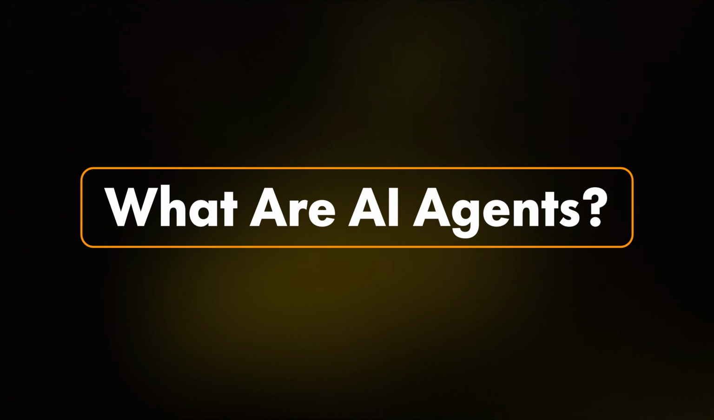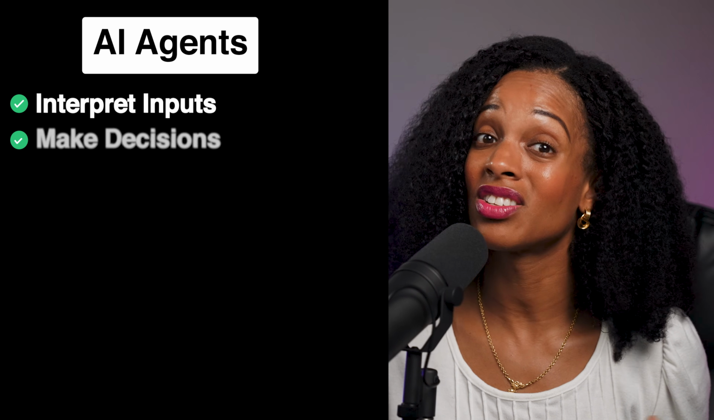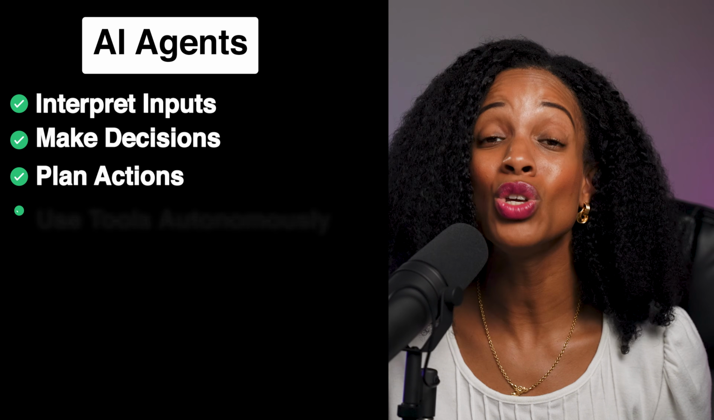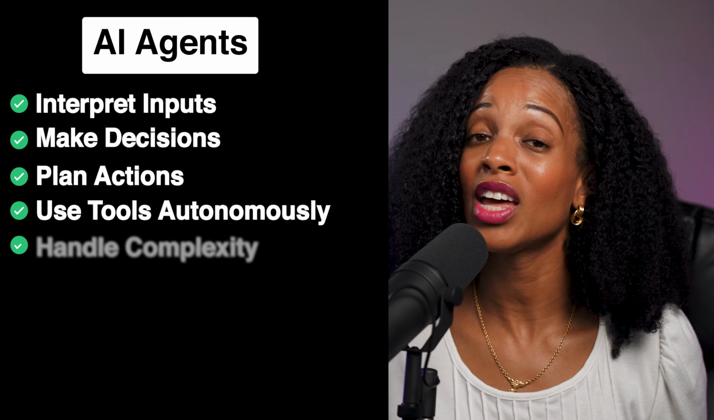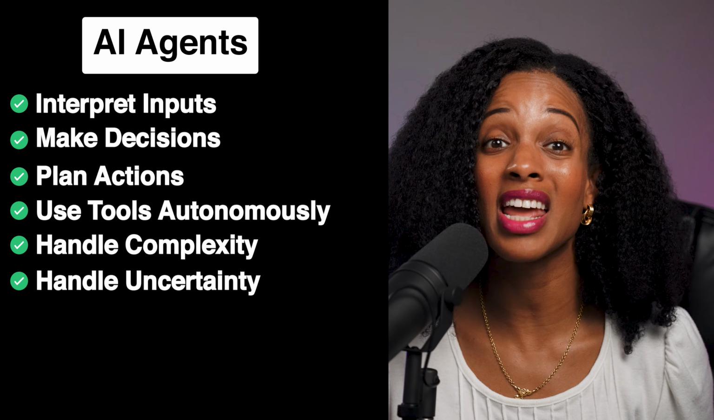Here's where everything changes. And this is the most important concept in this entire video. The big shift from a workflow to an agent is when the LLM starts making most of the decisions about what to do next, instead of you manually defining every step. The LLM replaces you as the manager. So what are AI agents? AI agents are systems that interpret inputs, make decisions, plan actions, and use tools autonomously. They handle complexity, uncertainty, and ambiguity.